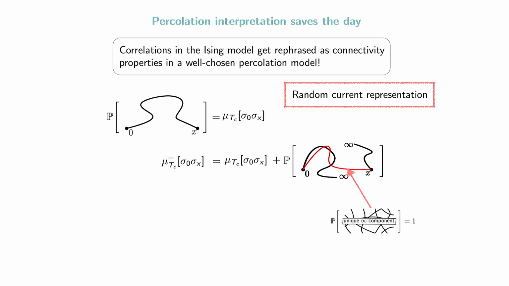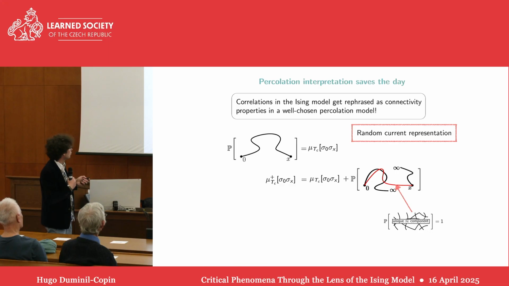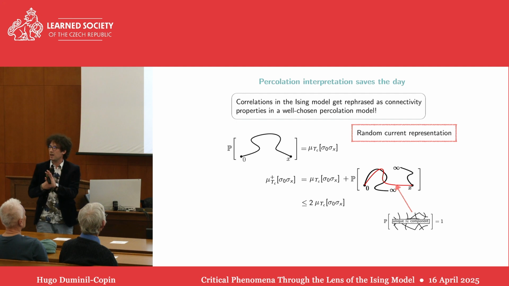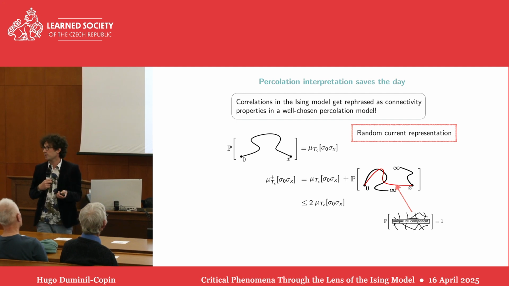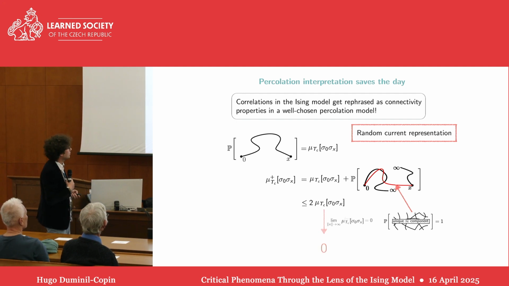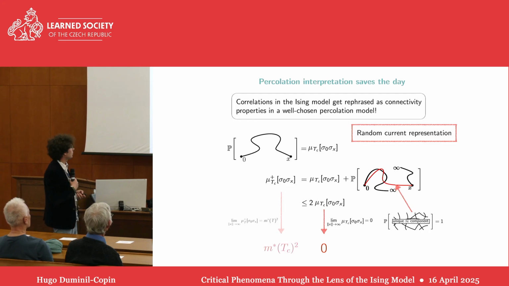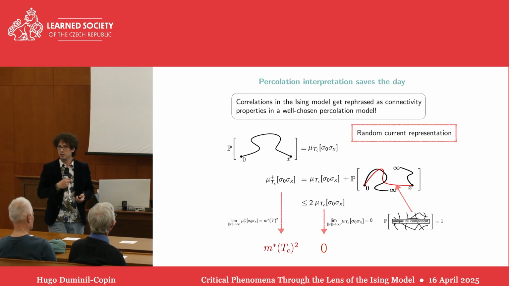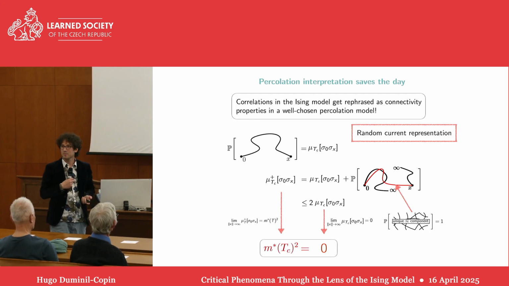But if they are connected together, if I plug this in here, it means that this quantity is smaller than this one. So in particular, the plus is smaller than twice the three. I didn't prove they are equal, but I proved it's smaller than twice the three. But this is going to 0. That's what I was saying. This is going to the spontaneous magnetization squared. So it's 0. Voila.